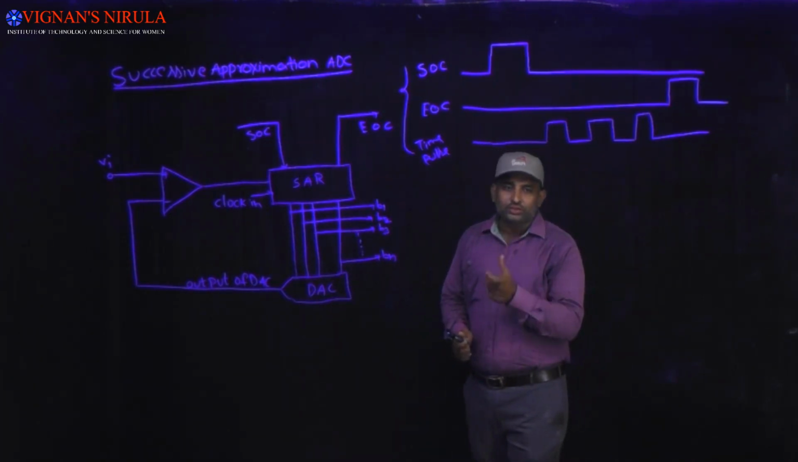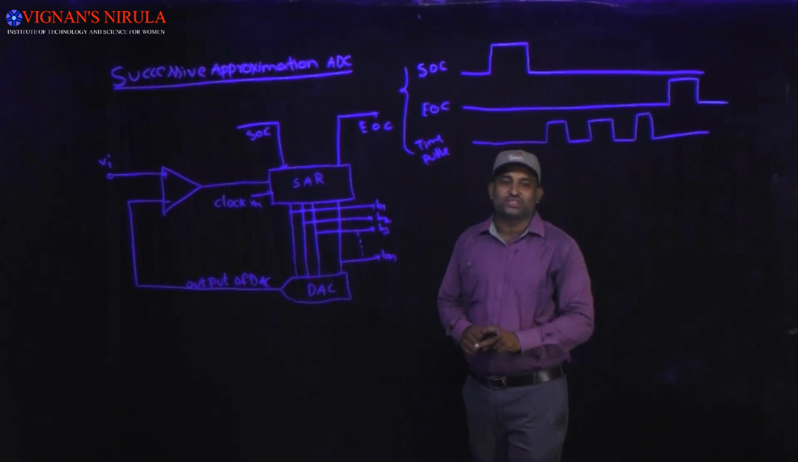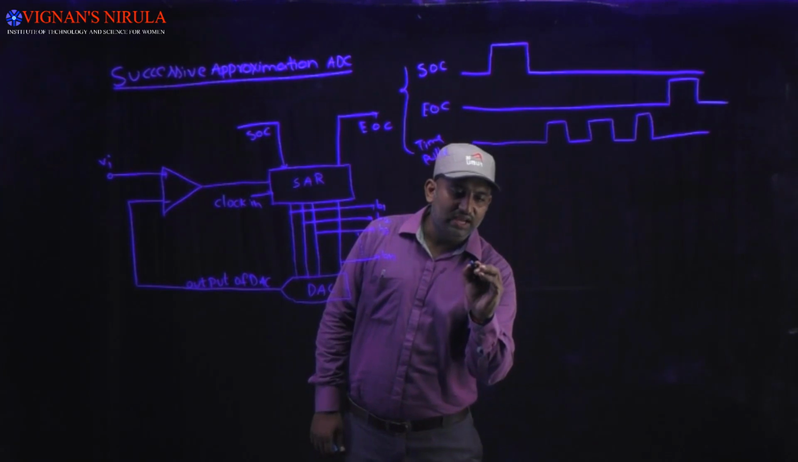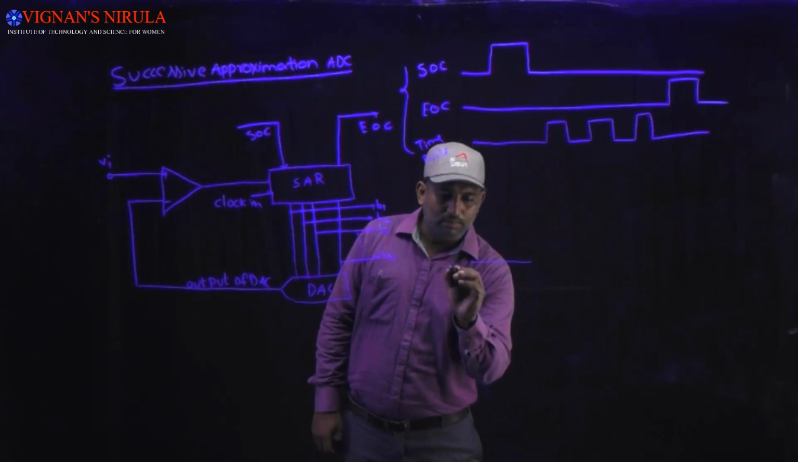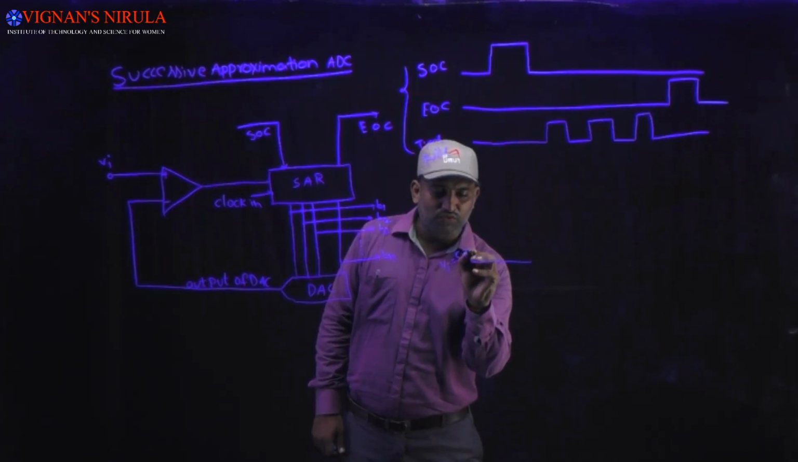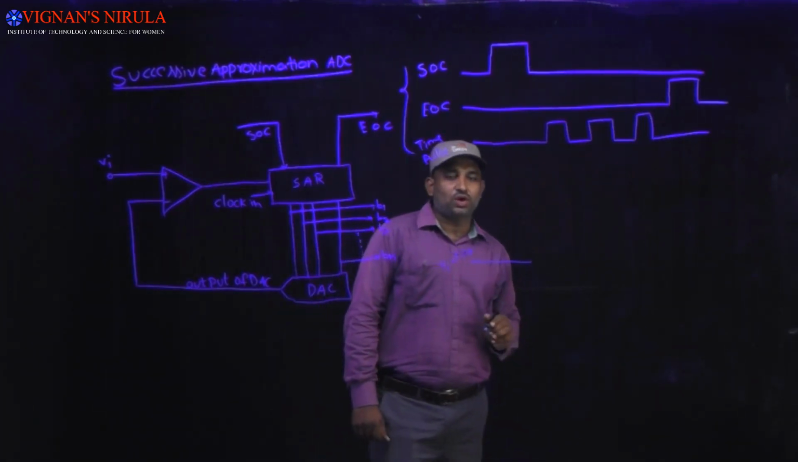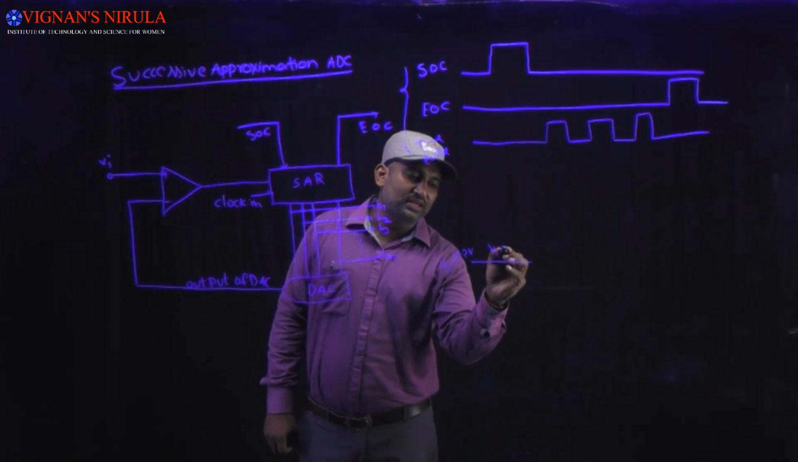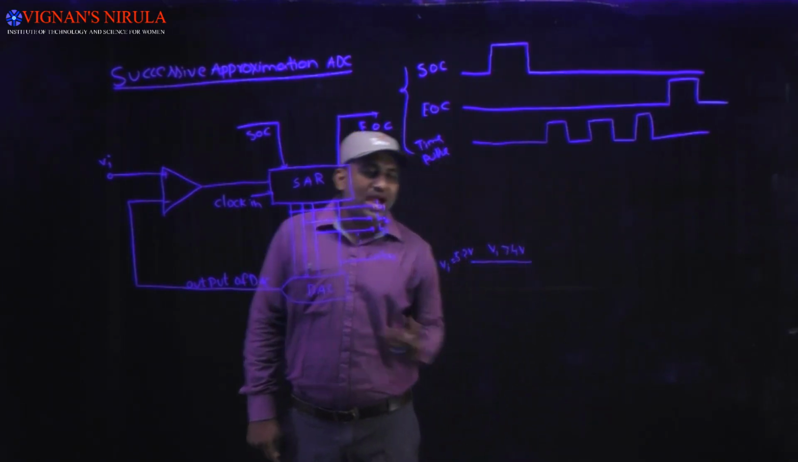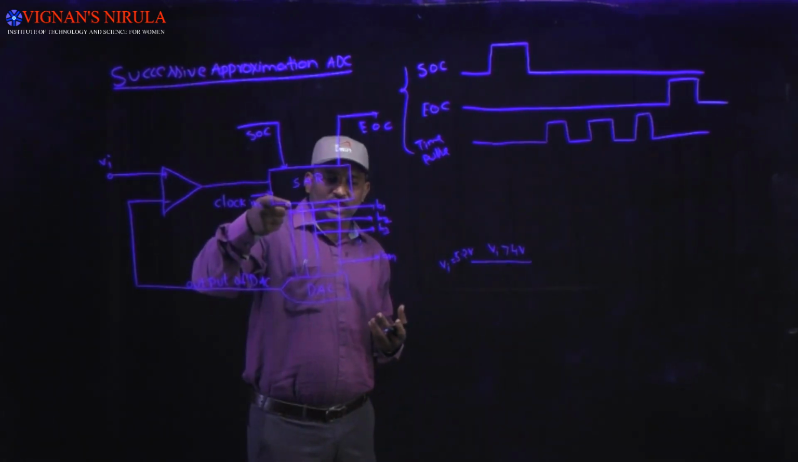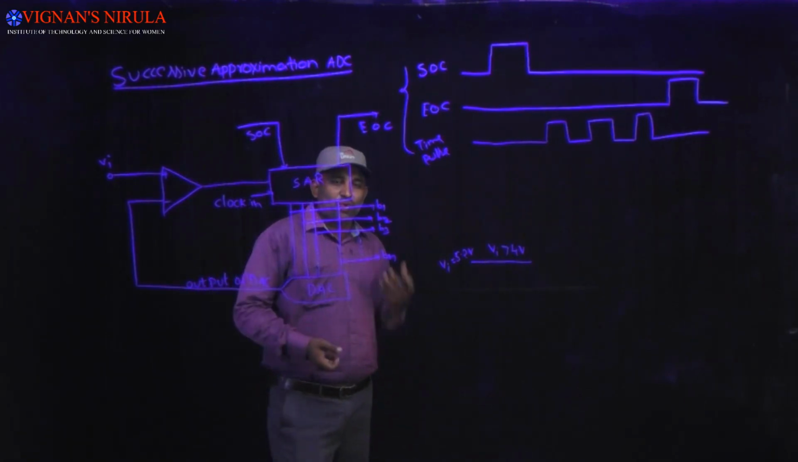Here I am going to explain the operation of the successive approximation ADC with the help of an example. Here I consider my input voltage VI to be equal to 5.2 volts. Is VI greater than 4 volts? I am considering this because initially I treat the output of the SAR as 100.